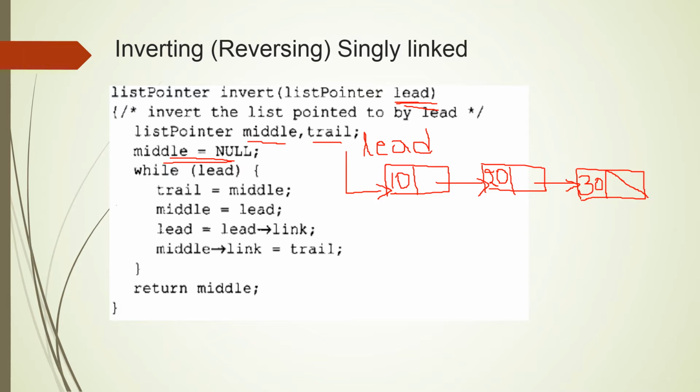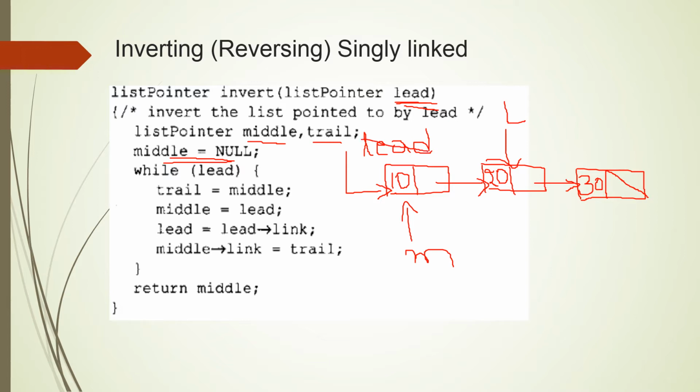So middle is equal to null initially, while lead is the base address of this node, so therefore this will be evaluated as true. Then I will take a variable called trail is equal to middle. Now the value null goes to trail. Middle is equal to lead means the variable middle is also pointing to this node now. Then lead is equal to lead of link, lead goes to the next node, and middle of link is equal to trail.